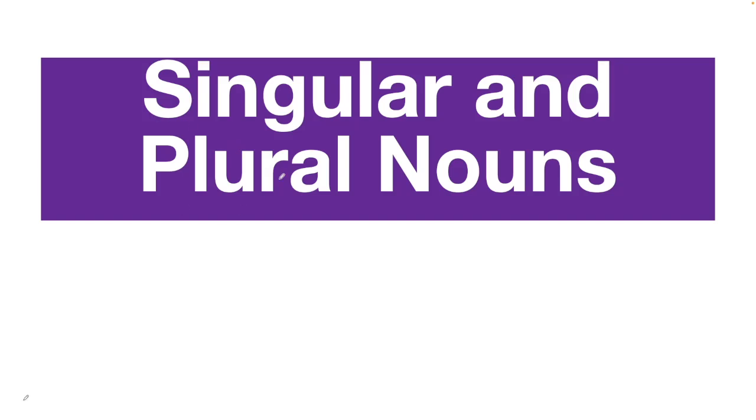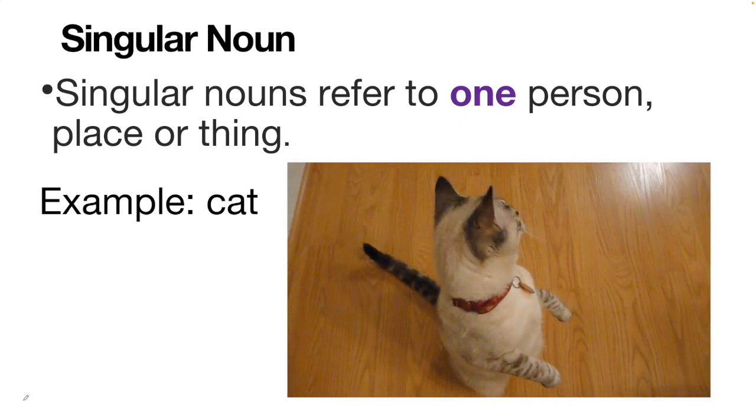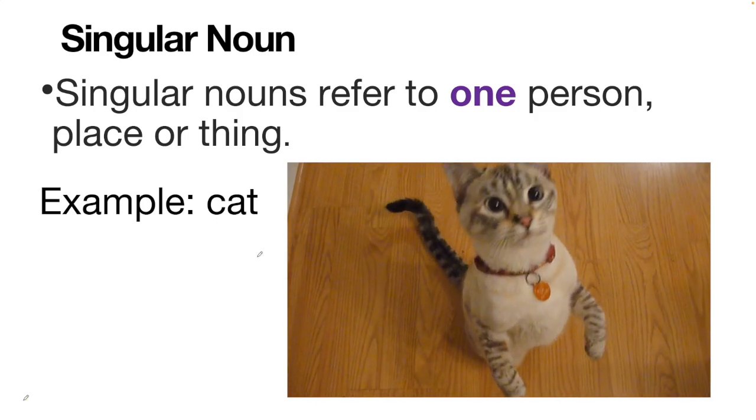Okay, today we're going to talk about singular and plural nouns. Let's get started. A singular noun talks about one person, place, or thing, like cat. So there's only one cat.